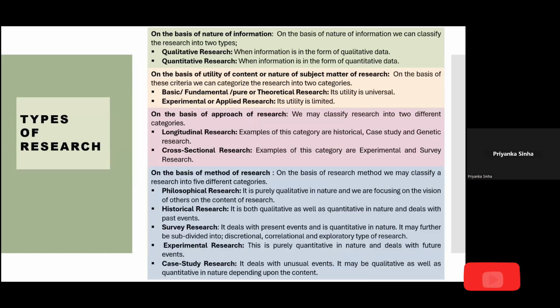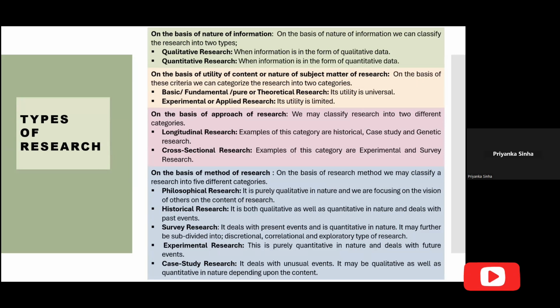Types of research. Research is classified on the following types. On the basis of utility or content of nature, research is classified as fundamental research or experimental research. Fundamental theoretical research is universal, and in experimental research its utility is limited.